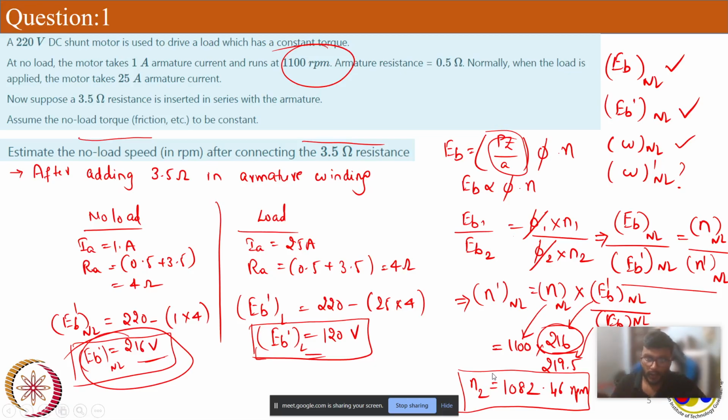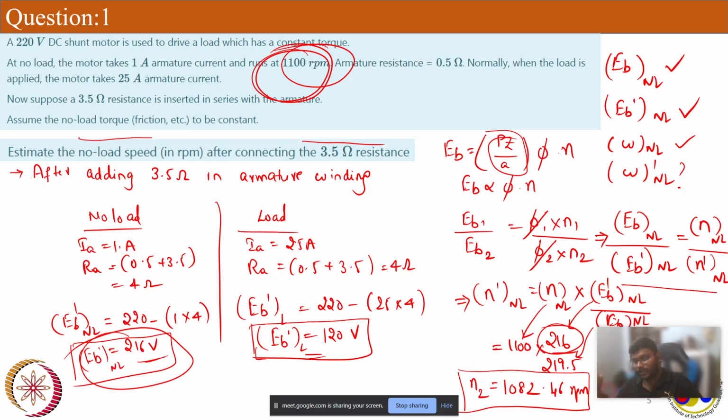Okay. So I hope you got this speed as well, 1082.46. Now what you have observed here is, initially my armature resistance was 0.5 ohms only. Now my armature resistance is 4 ohms. So as I increased my resistance, my speed dropped. You can see that initially my no load speed is 1100 RPM. Now my motor is running at 1082.46 RPM. So my speed has reduced when I increase the armature resistance. That's obvious. When you increase the resistance, the drop would be more, my speed will be less. So yeah, that's how you calculate the no load speed.